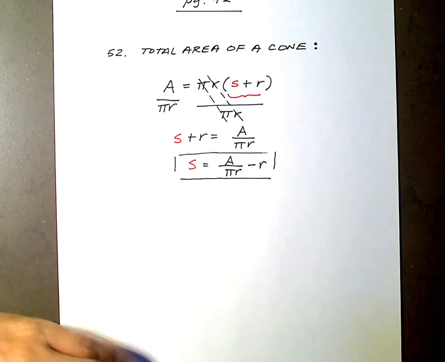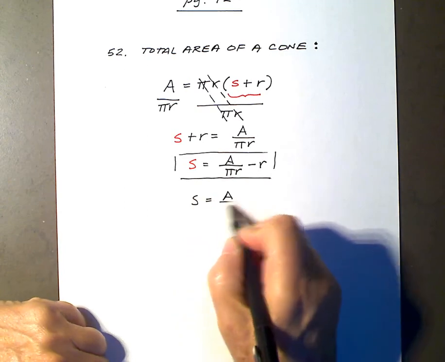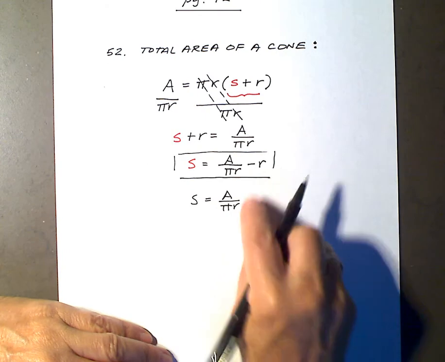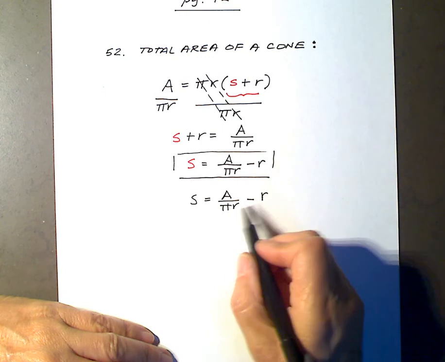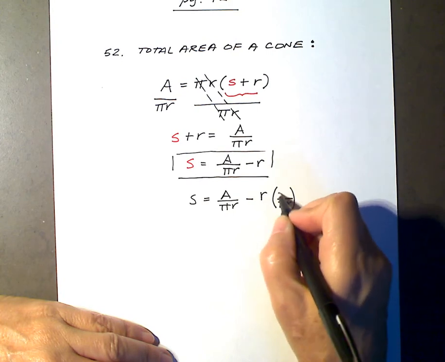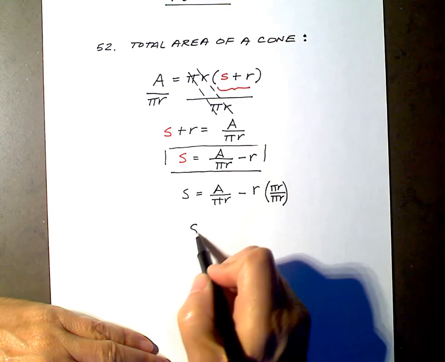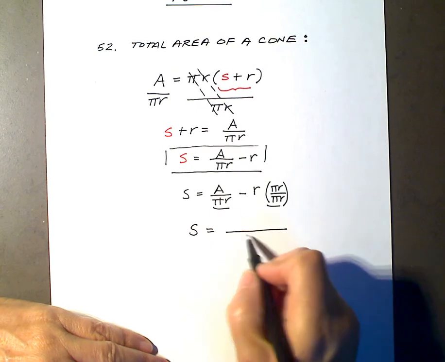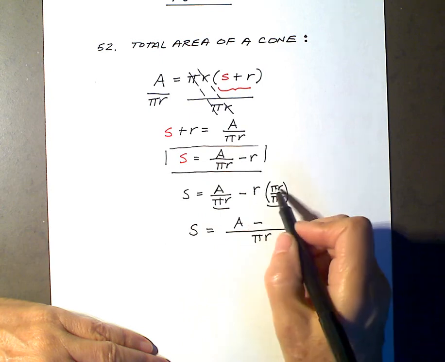Another form of that answer would be, you could actually start with this, and sometimes in your textbook or in certain sources they want to have an entire side of a formula all over a common denominator. So if I put this R over pi R, I could do that by multiplying it by 1 in the form of pi R over pi R. Then I would have slant height is equal to both of these would be over pi R, and I would have A over pi R minus R times pi R over the pi R.